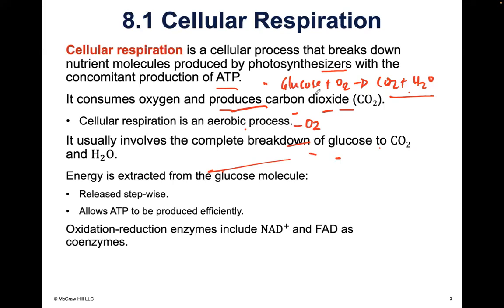So the energy is being extracted from the glucose molecule in a stepwise manner. So it allows the ATP to be produced efficiently in the process. We have several processes of oxidation and reduction taking place. So due to this reason, we need NAD+ and FAD. These are coenzymes that help to facilitate the processes of oxidation and reduction.